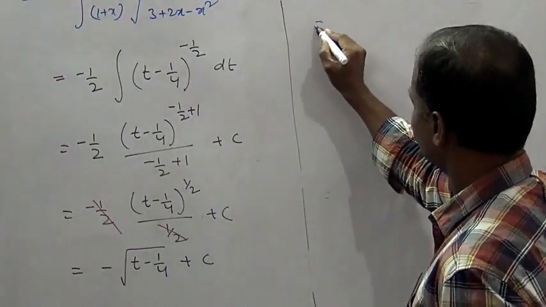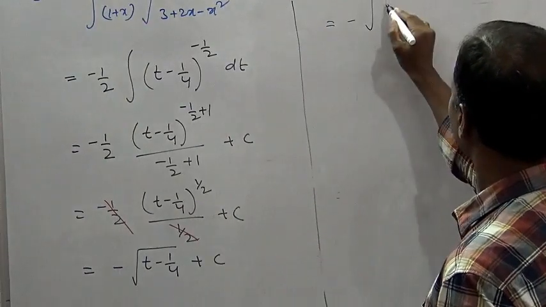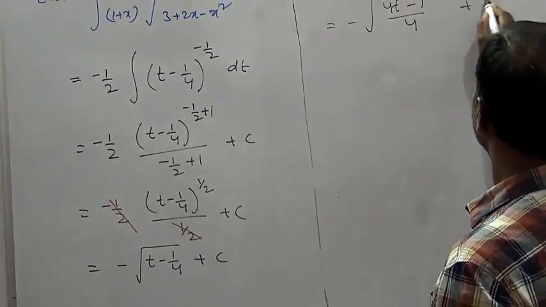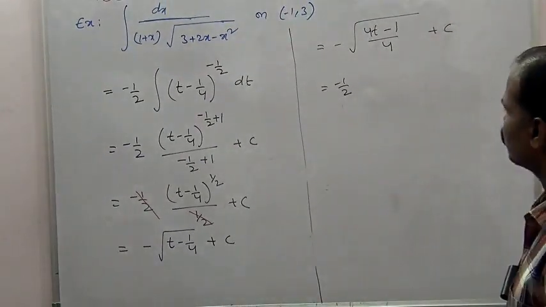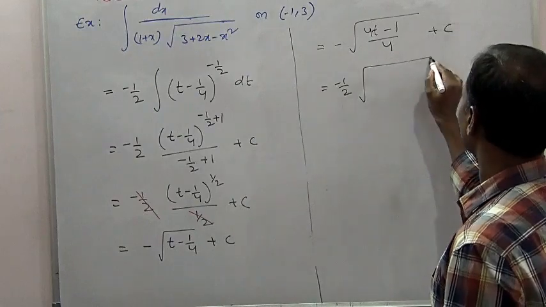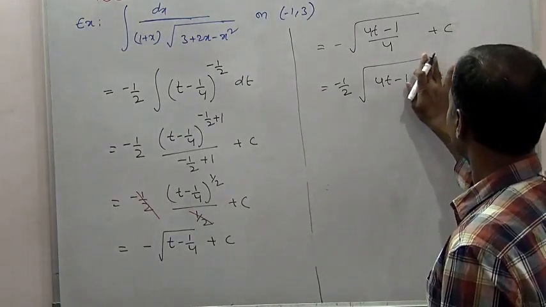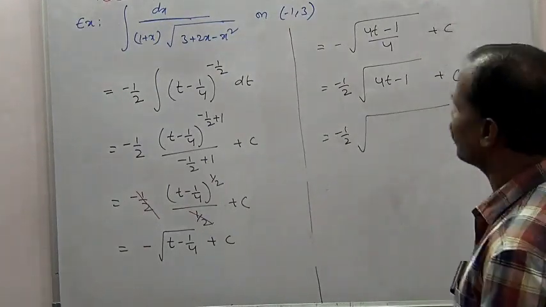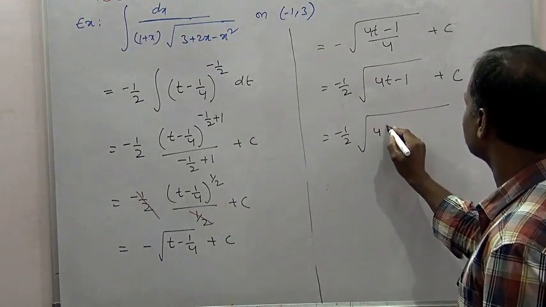So this is equal to minus square root of 4t minus 1 by 4 plus c. So this is equal to minus 1 by 2 square root of 4t minus 1 plus c. What is t? You have to substitute t back again.